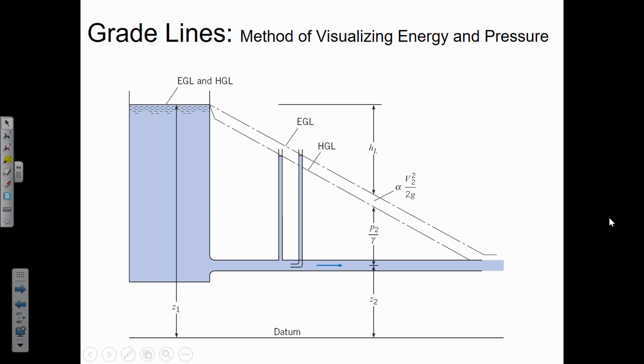And so that's the actual physical representation of the EGL. It's the HGL plus all of the energy that exists as the velocity head on top of it. So that's the idea: if we directed that opening into the flow, then we'd capture the velocity head energy and turn it into a little bit more head inside of that tube. Okay, I think I've told you everything I can tell you about this figure. Any questions?